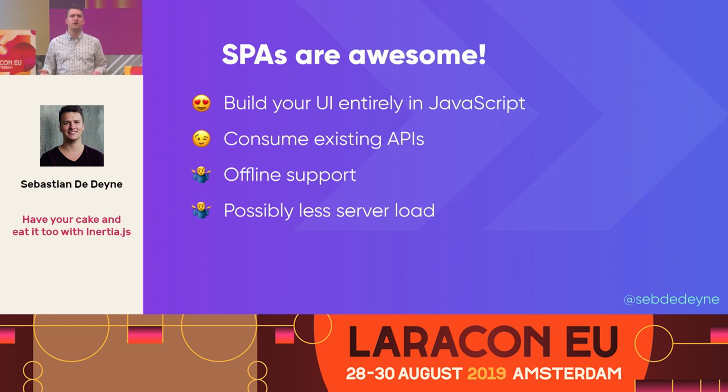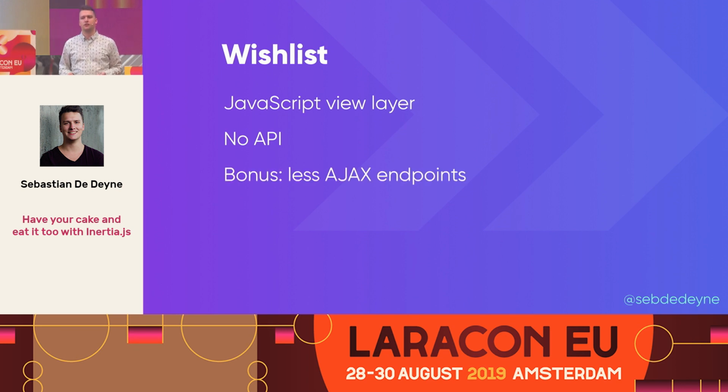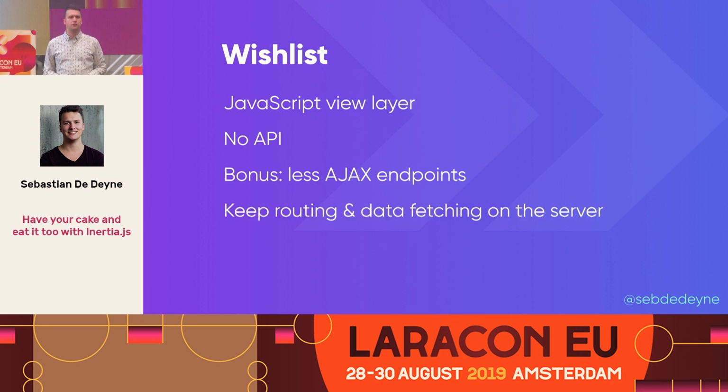If I were to make a wish list of everything I want, I would have my view layer entirely in JavaScript. I wouldn't need an API unless I need it for other reasons. As a bonus, I don't really like writing tons of AJAX endpoints for my views either. It would be cool if we could reduce those. And I'd really want to keep routing and data fetching on the server, because that's where all the business complexity lives. So the more of the other complexity we can keep there, in my opinion, the better.